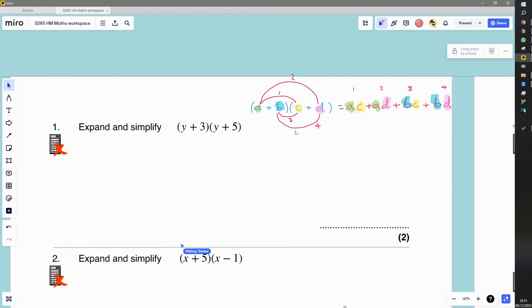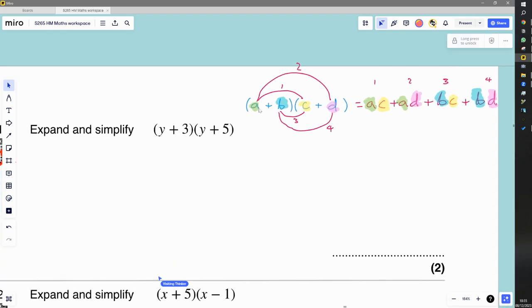So a little bit more on expanding double brackets then. Here we have a guide on what I would do. We're going to have something plus something multiplied by something else plus something else.